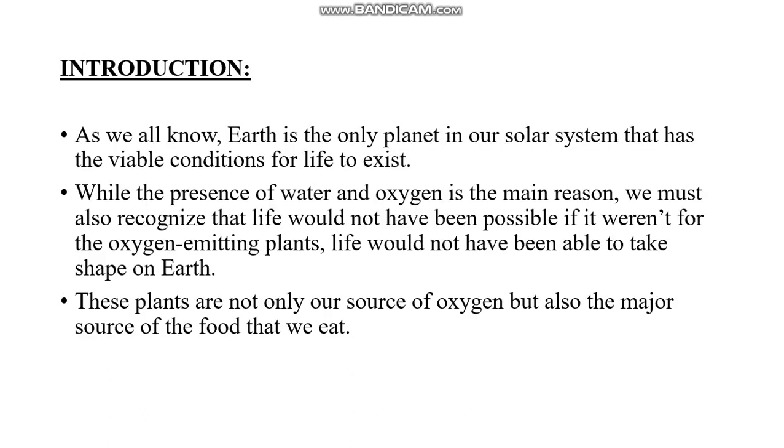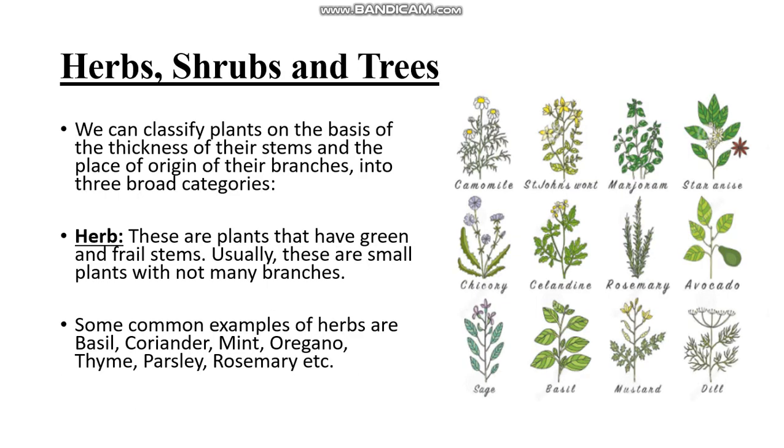We all know the Earth is the only planet in our solar system that has viable conditions. While the presence of water and oxygen is the main reason, we must also recognize that life would not have been possible if it were not for the oxygen-giving plants. These plants are not only a source of oxygen but also a major source of the food we eat. Depending on the classification of plants, we classify them on the basis of the thickness of their stem and the place of origin of their branches into three broad categories: herbs, shrubs and trees.